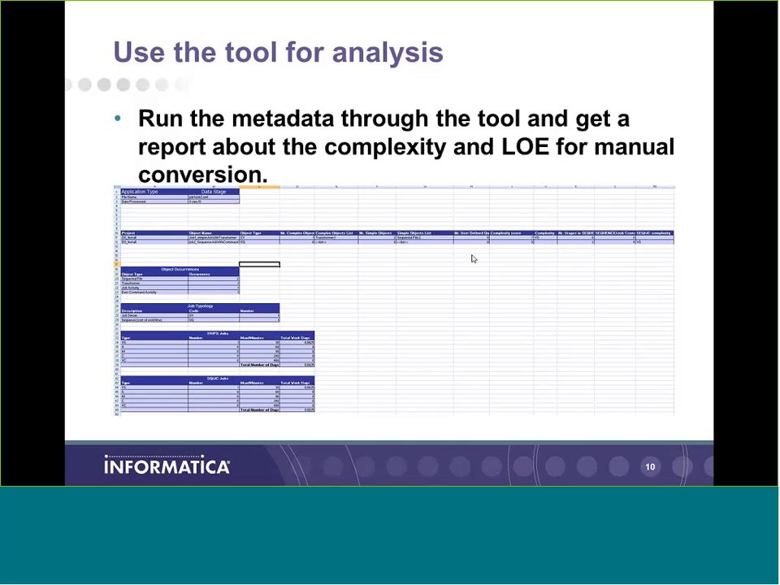Score X would give you a complexity level, which could range from very simple to very complex, and that translates into man-hours, which one could aggregate to the level of effort that it would take to convert all the objects manually.